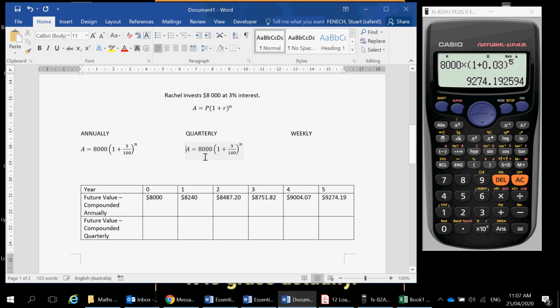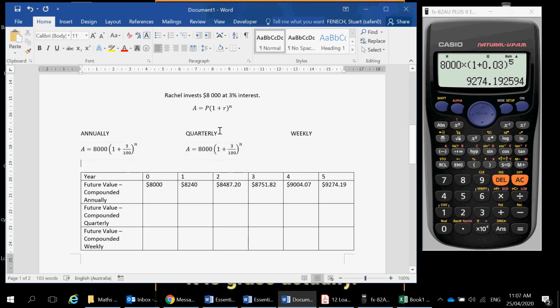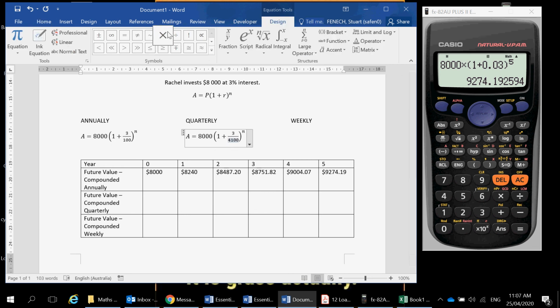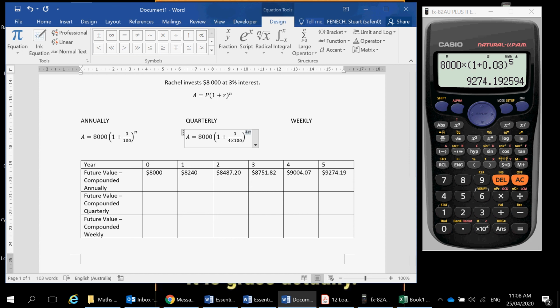For quarterly, the interest rate needs to be per quarter. So you also need to divide by 4 to make the interest rate for 1 quarter rather than the whole year. And in turn, up here, N now needs to, instead of being number of years, be number of quarters. The quick way of doing that would be to multiply however many years you have by 4.